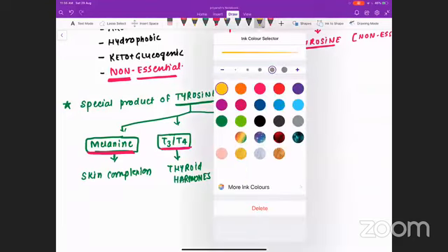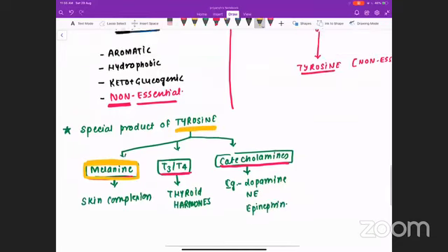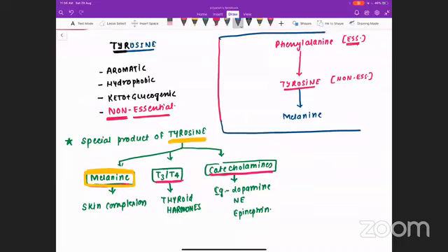Recently, the question asked in your exam was, melanin is synthesized from which amino acid? This was asked in your recent MCA. Melanin is synthesized from tyrosine. So tyrosine converts into melanin. Don't need to write this part, just understand that tyrosine is required to produce melanin.